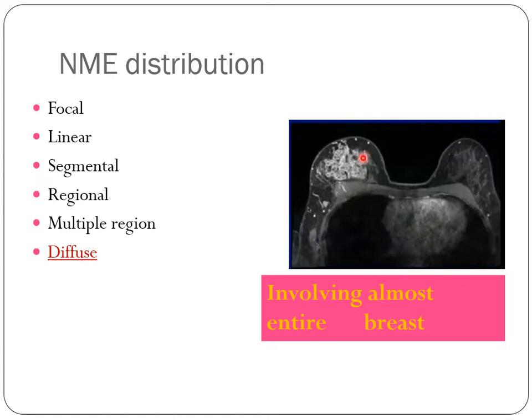How do you differentiate that this diffuse enhancement is a non-mass enhancing distribution and not normal background parenchymal enhancement? If you compare to the other side, you will not see the same enhancement as on the right side. That's why you have to decide that this is a diffuse non-mass enhancing lesion.